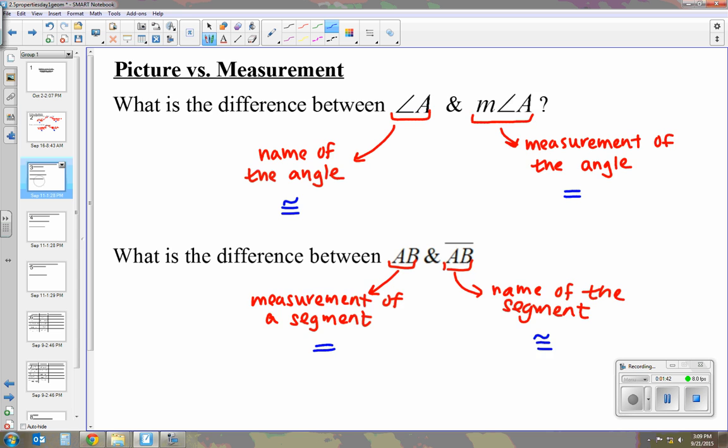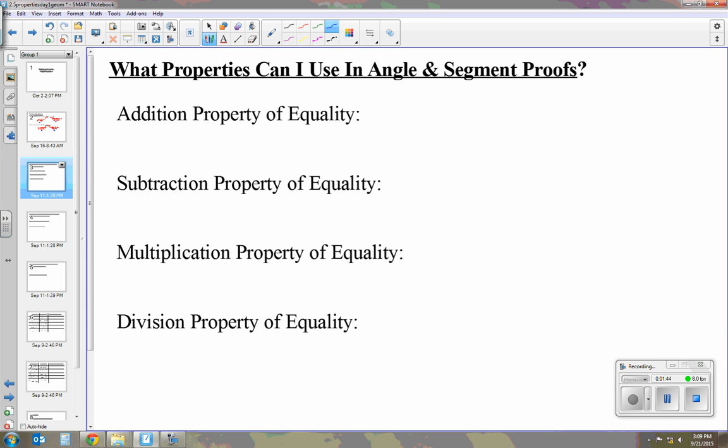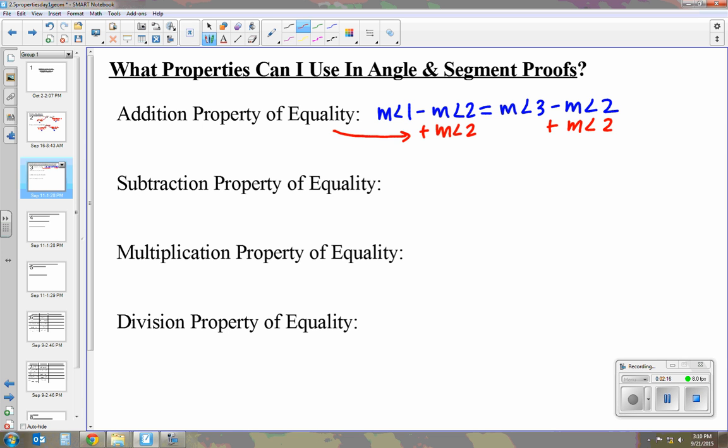Okay, so let's talk about the properties. We are allowed to use the addition, subtraction, multiplication, and division properties, but all of these are of equality, so we're only allowed to use these properties when dealing with measurements of angles and segments. So I'm going to show you some different examples of these. So let's say we have the measurement of angle 1 minus the measurement of angle 2 equals the measurement of angle 3 minus the measurement of angle 2. And to simplify this, we actually can add the measurement of angle 2 on both sides, and when we add on both sides, that's our addition property of equality, just like in the algebraic proofs.